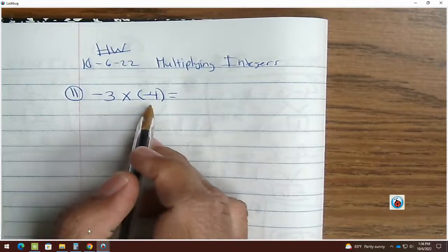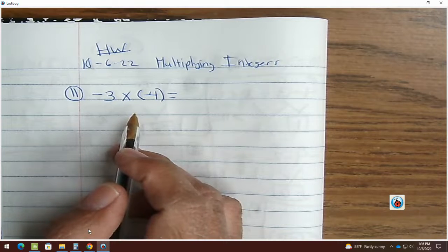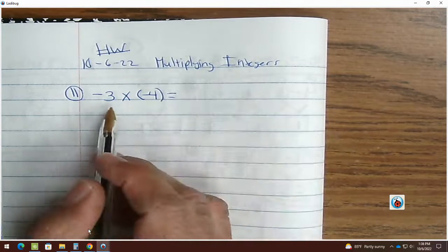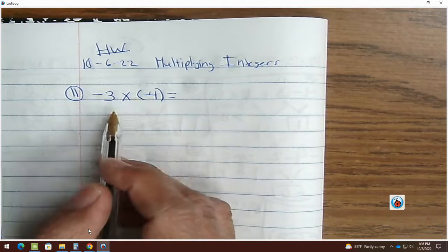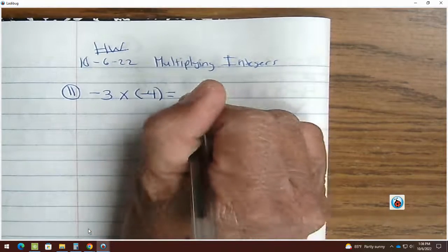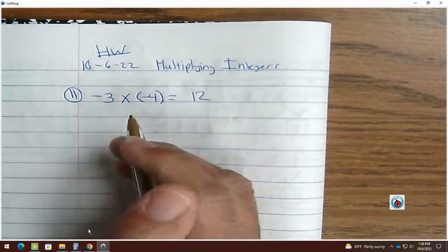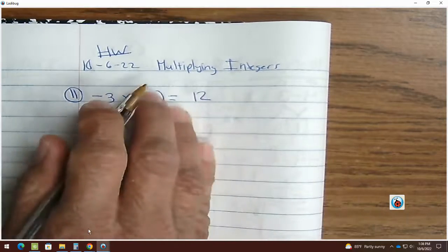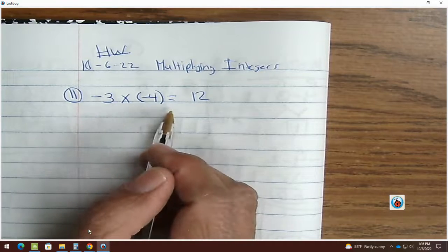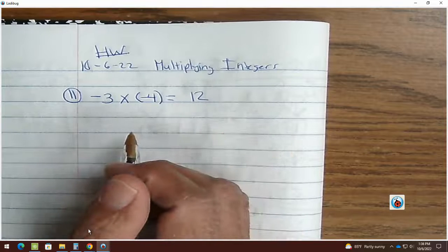-3 times -4. When we're multiplying integers, we just multiply like we're multiplying whatever number we're multiplying. So just forget about the signs for now and just multiply 3 times 4. What's 3 times 4? 12. That's your step 1. Step 1, just multiply like you always multiply. Paso número 1 es multiplica como siempre multiplicas. 3 por 4 es 12, ya terminé con esa parte.